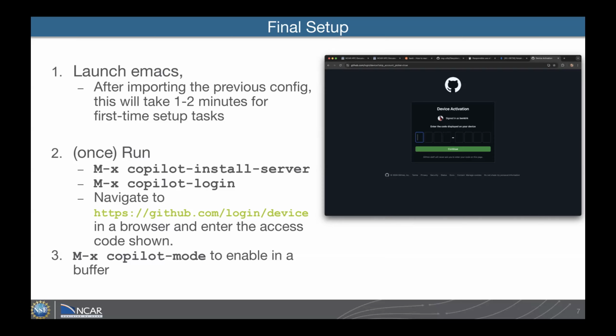Then lastly, I tend to turn on Copilot mode when I want, inside a buffer. There is a global Copilot mode. I have not found that to be, well, I would say it's slow and buggy in ways that I don't understand yet. So I have not been a proponent of turning on global Copilot mode. I turn it on on a case-by-case basis when I need it. So that's the setup. It's pretty straightforward. Happy to take any questions as people try that out.